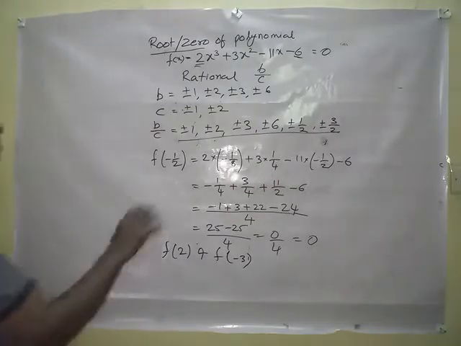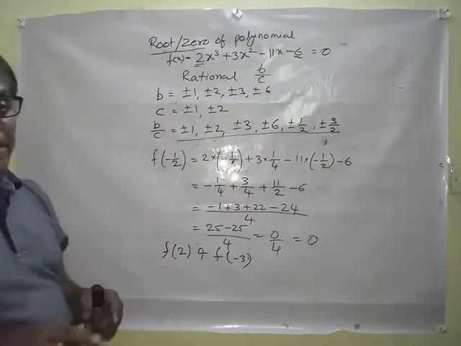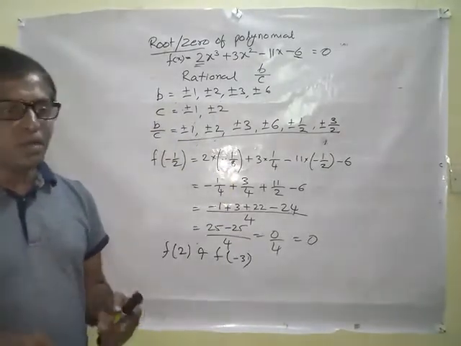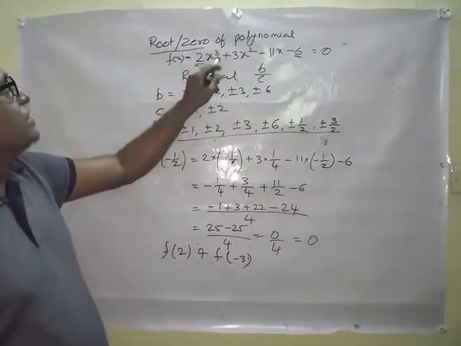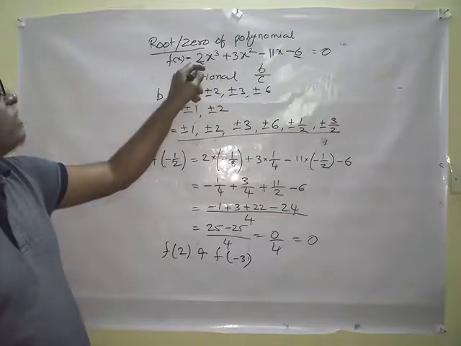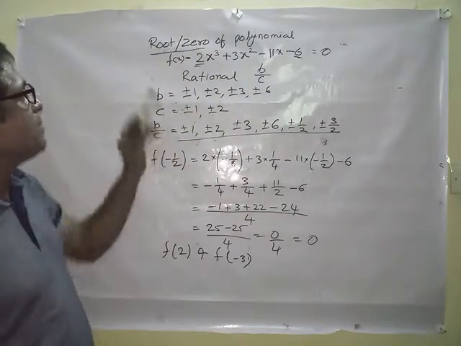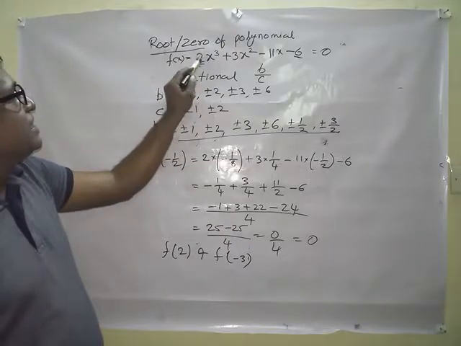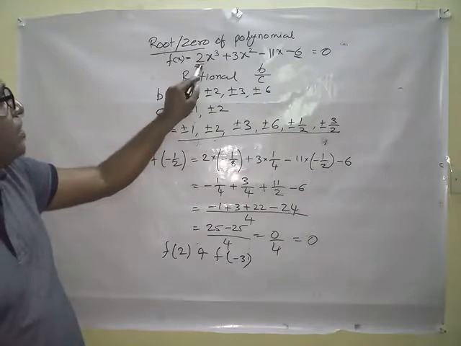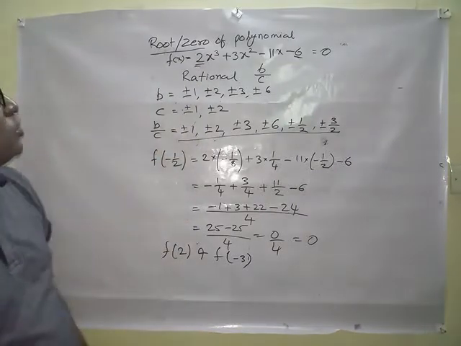So this is what we have seen, where you have to apply the integral root theorem. I will repeat: whenever the highest degree coefficient is 1, you will apply the integral root theorem, and the zero root of that polynomial equation will be an integer. If the highest degree coefficient is other than 1, then you have to apply the rational root theorem.